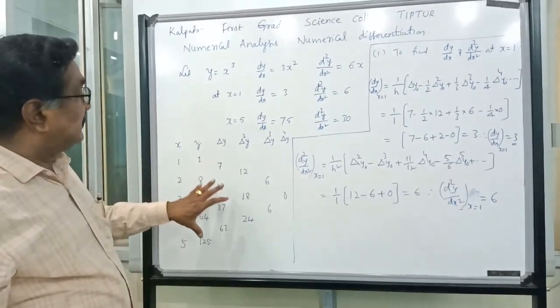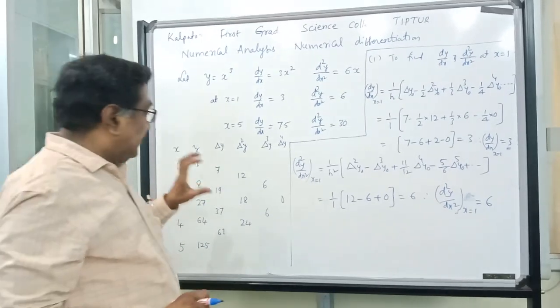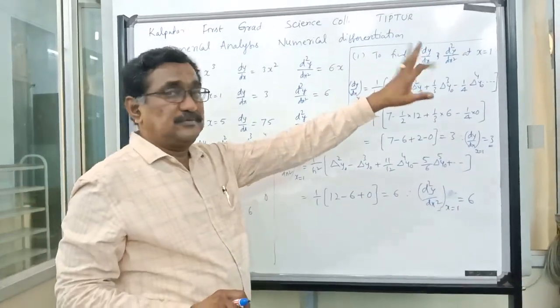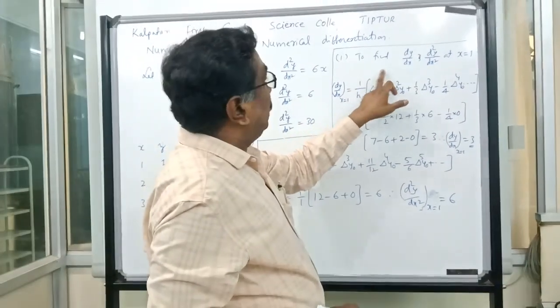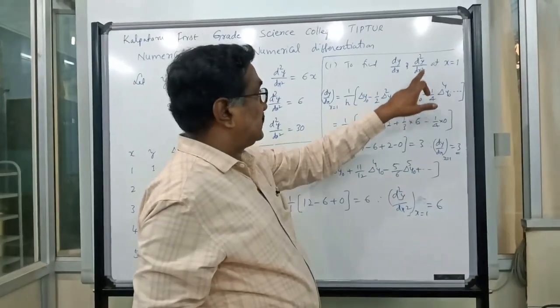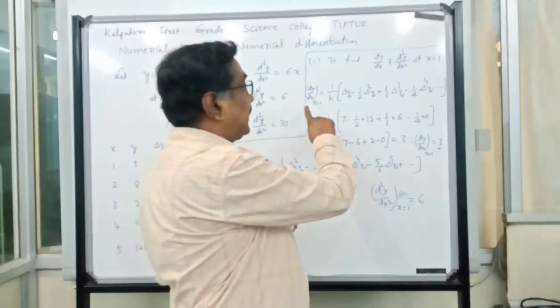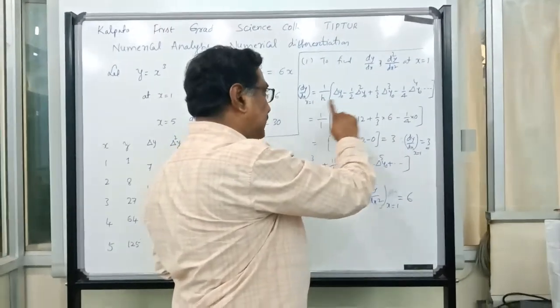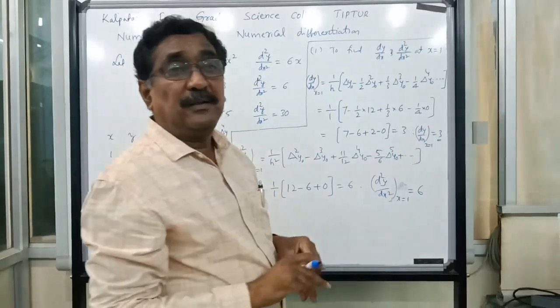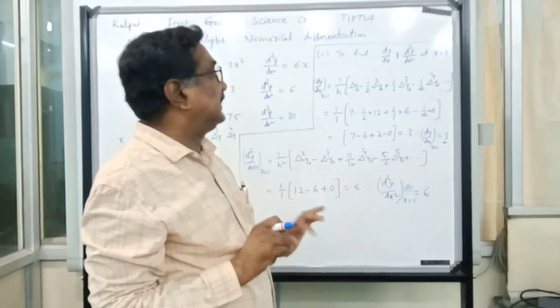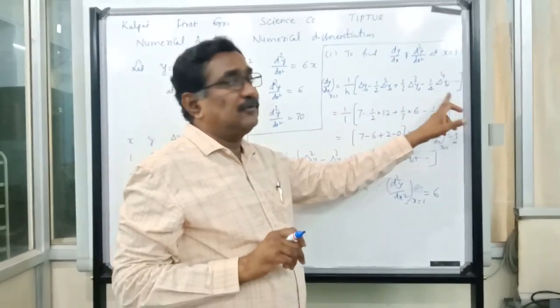Using the forward difference table, with the help of these values, you can find out the required derivatives. Let us find out dy by dx and d square y by dx square at x equal to 1. To find this value, we have to use the Newton-Gregory forward interpolation formula. Here of course the derivation is not necessary. I have written the formula directly.